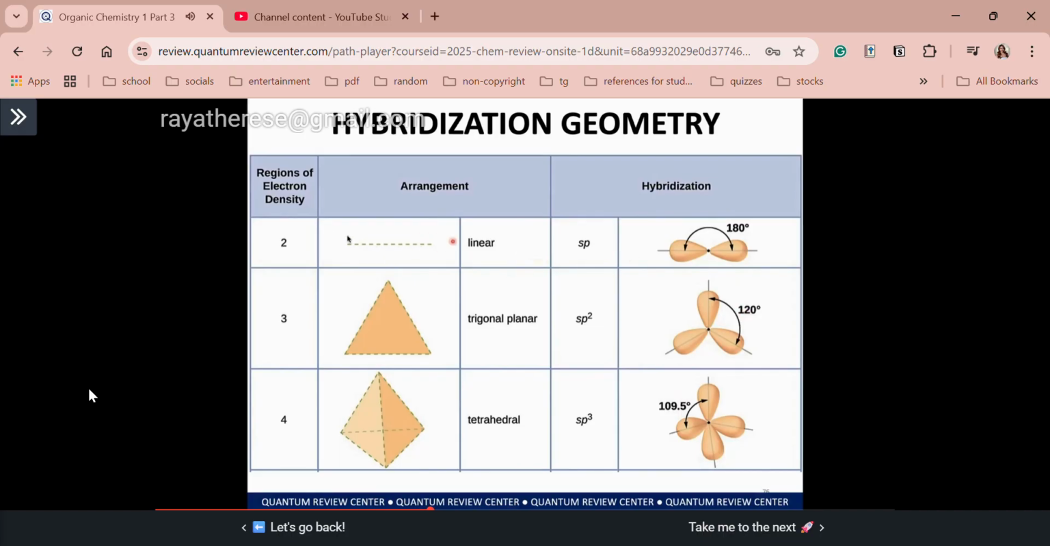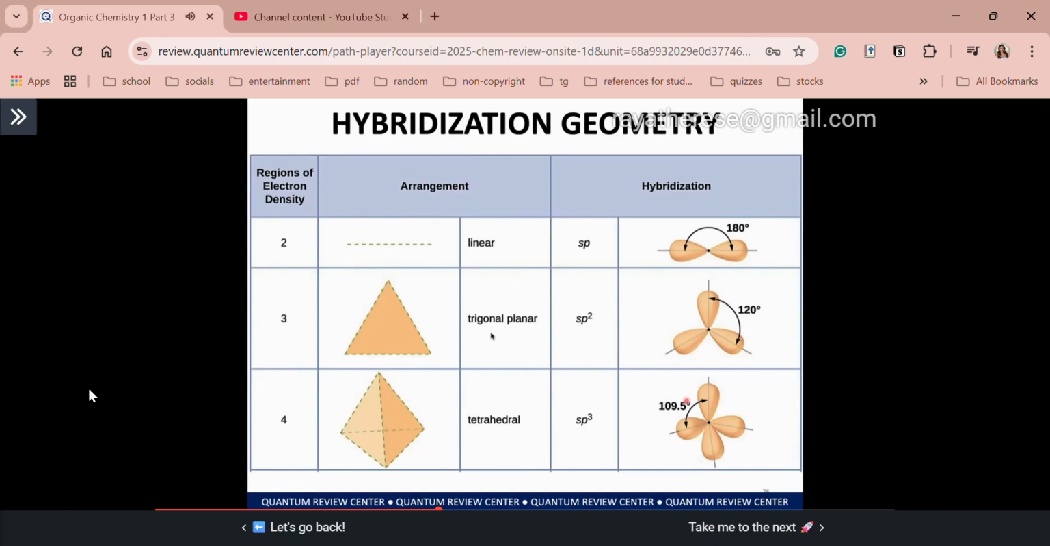Class, again, for linear molecular geometry, coming from your discussion in Gen Chem or in organic chemistry, your bond angle is approximately 180 degrees. So for your sp orbitals, the regions of electron density, as you can see here, is 2. For your trigonal planar, check the hybridization, we have 3 lobes. That is equivalent to 3 electron-rich regions. For your sp3 hybridized orbitals, we have 4.